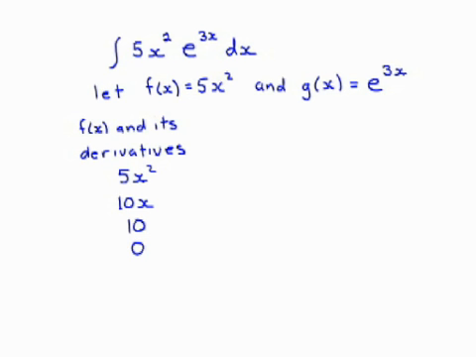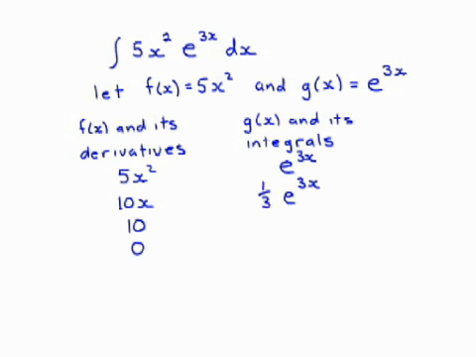Now our other column is going to be g of x and its integrals. So we'll have e to the 3x. The integral of that is 1/3 e to the 3x. The integral of that is 1/9 e to the 3x. And the integral of that is 1/27 e to the 3x. We stop now because if you remember in the first column of this particular chart we had 4 terms. Well, we now have 4 terms in our second column, so that's where we stop.